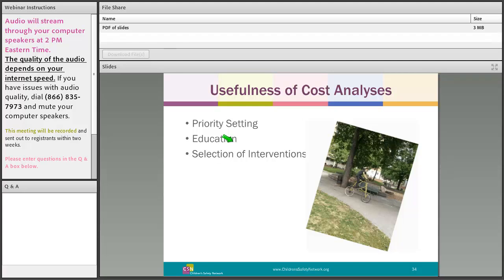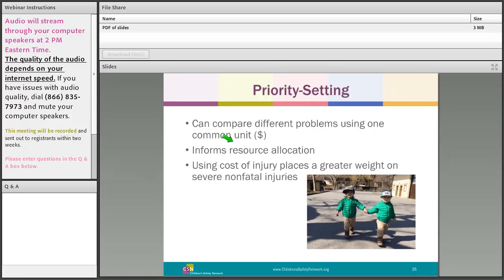So when I think about the usefulness of cost analysis, I think of priority setting, I think of education and communication, I think of selecting interventions. So in priority setting, say that you have 100 hospitalized fall injuries and you've got 6 traumatic brain injuries. Which one do you want to address? You only have so much money, so you've got to address one or the other. How do you know which one to address? Well, obviously it's going to be a decision that you're going to base on other issues, and it'll be informed by the resources that you have.